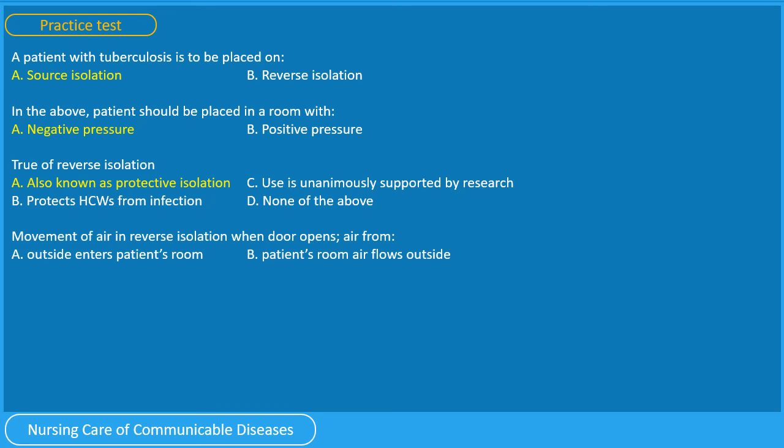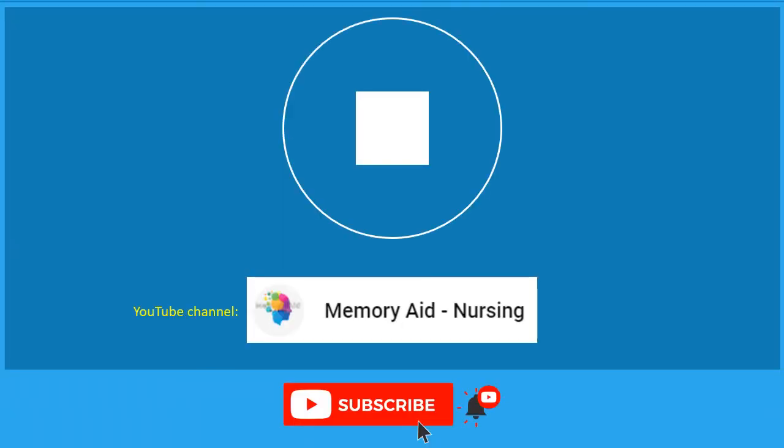What is the movement of air in reverse isolation when the door opens? Air from A, outside enters patient's room, or B, patient's room air flows outside. You have 5 seconds. The correct answer is B, patient's room air flows outside. If you got 4 questions correctly, you did a good job. If not, rewind this video to check your answers. This ends the slide set.